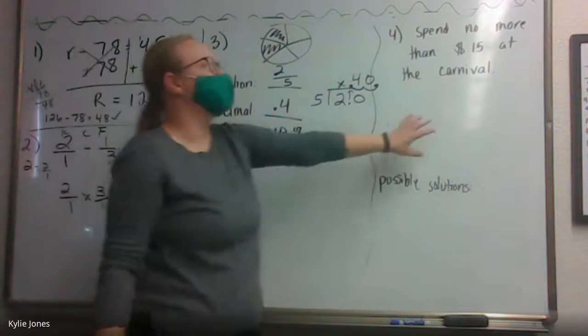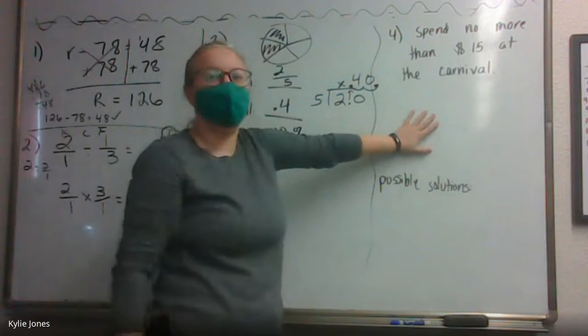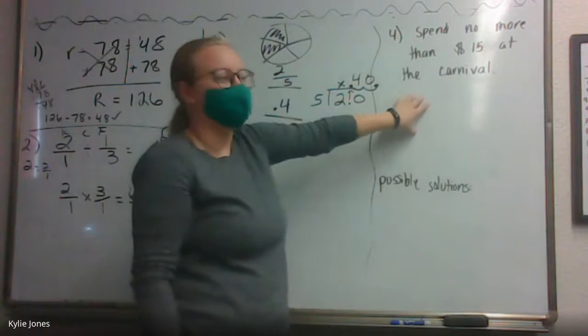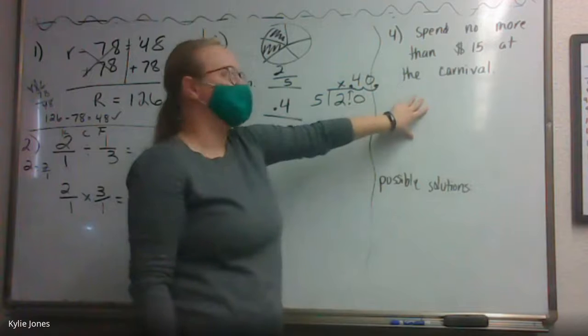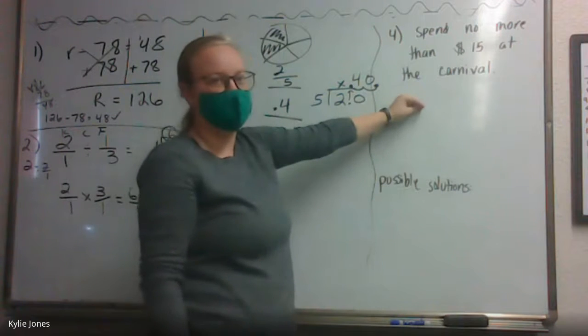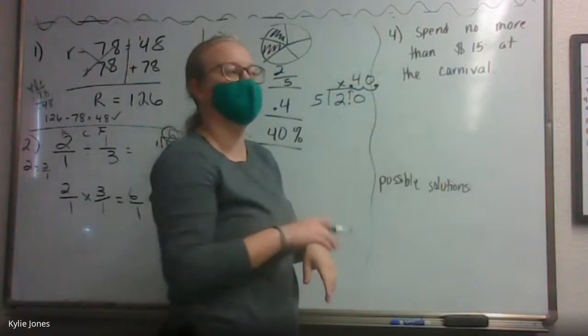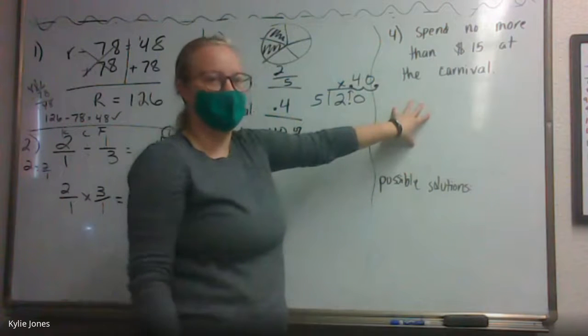Okay, last one. This is what we're talking about this week. We need to write an inequality that represents this situation. You go to a carnival and you can spend no more than $15. You have a $10 bill and a $5 bill. How do I write that as an inequality?